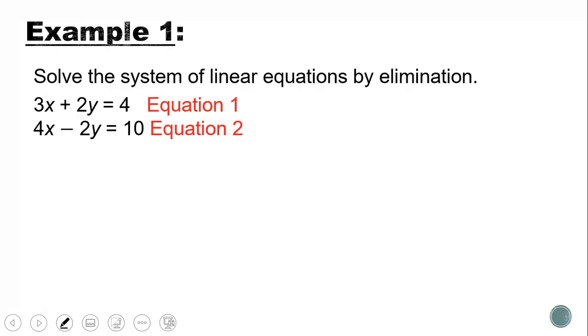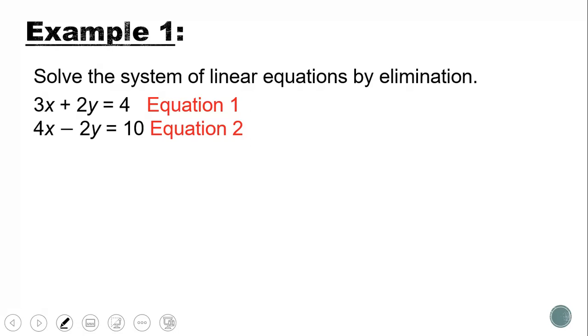So let's take a look at our first example here. It says solve the system of equations by elimination. Notice here, we prefer graphing or substitution when we have something like y equals or x equals. In both of these equations here, I don't have that. They're written in standard form, ax plus by equals c. So you need to be able to recognize which method is the best one to use. When you see something in this form, elimination is the best method to use here.